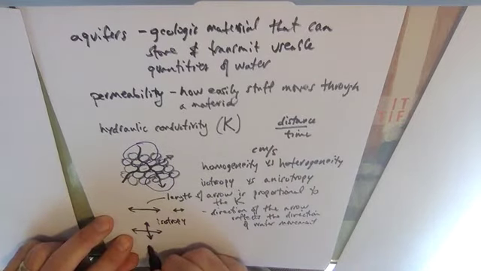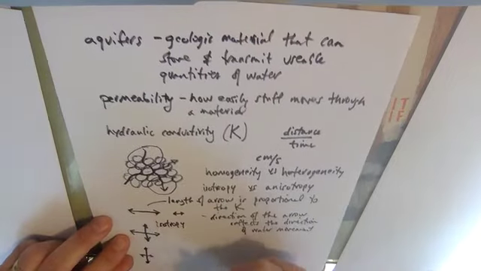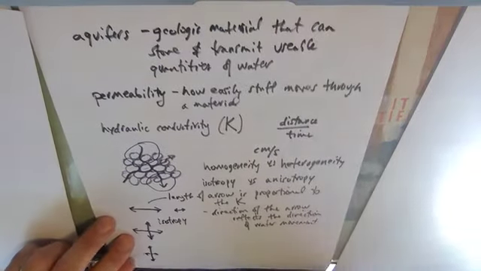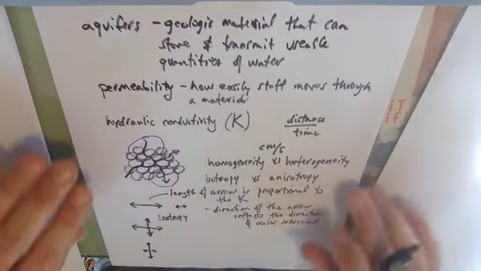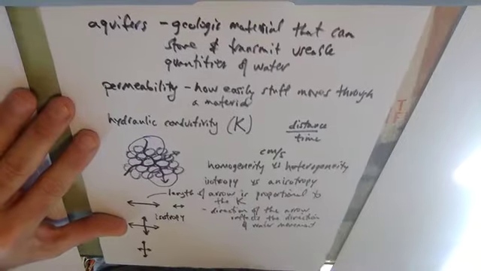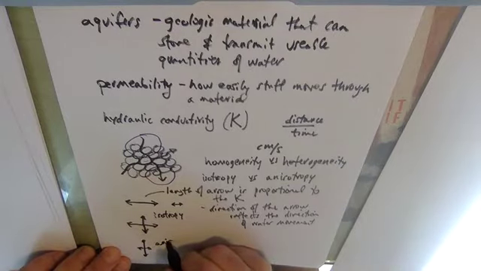Anisotropy would look maybe something like this. Scoot this up here. So what this is saying is that the water can move north-south a lot easier than it can move east-west, and that's anisotropy.